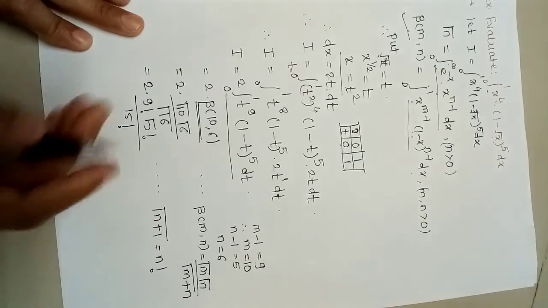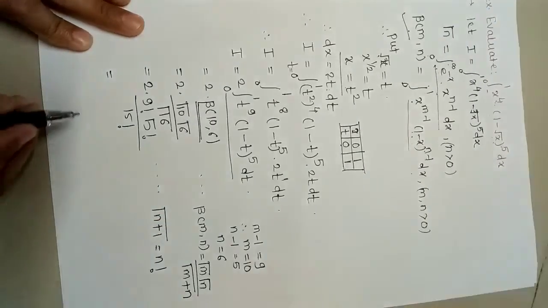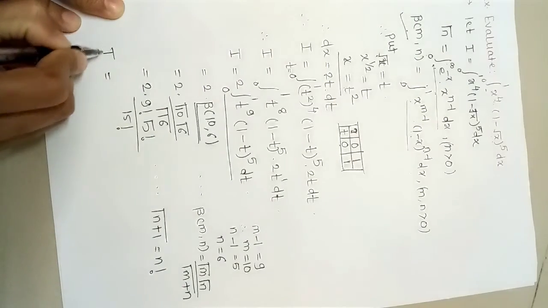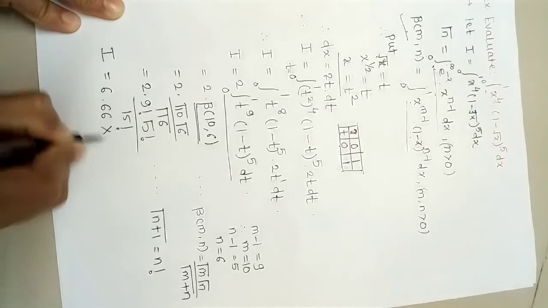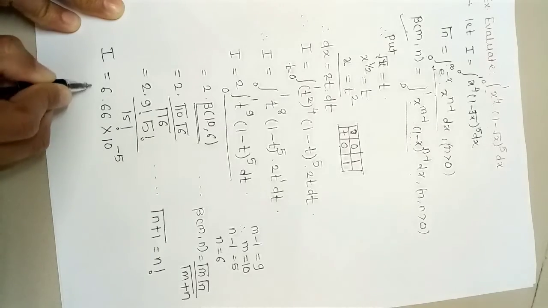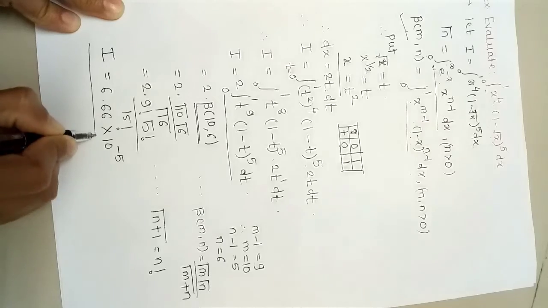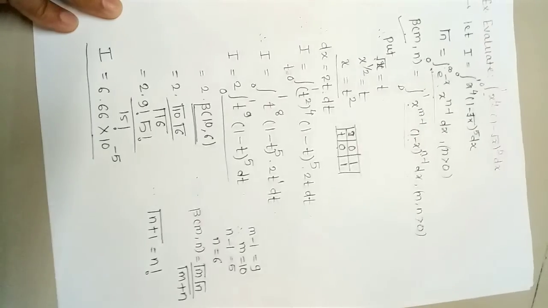Okay, and this will be solved on a scientific calculator and we get the value of I is equal to 6.66 into 10 raised to minus 5. This is the required solution of the given integration.